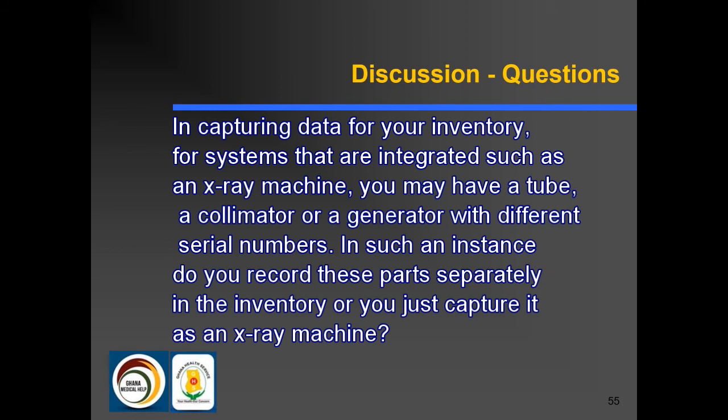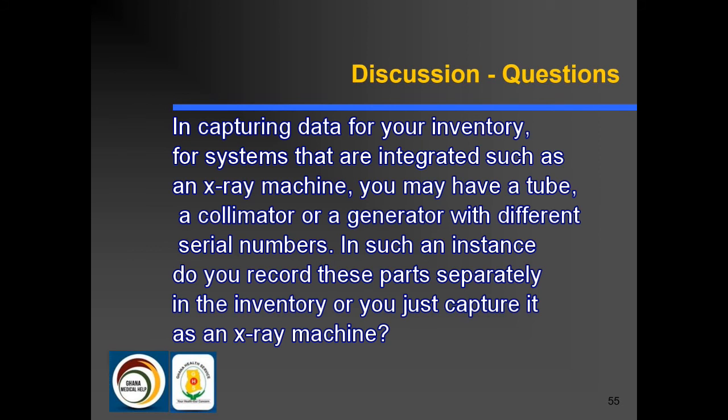In such an instance, do you record these parts separately in the inventory, or do you just capture it as an X-ray machine? Great question. Yeah, very good question. We have chosen, for example, with an X-ray machine, to consider it all as one system. We've only given it one number, but for the entire room, with the exception of any components that might be movable, like if there was a mobile monitor cart, then we would give that a unique number.